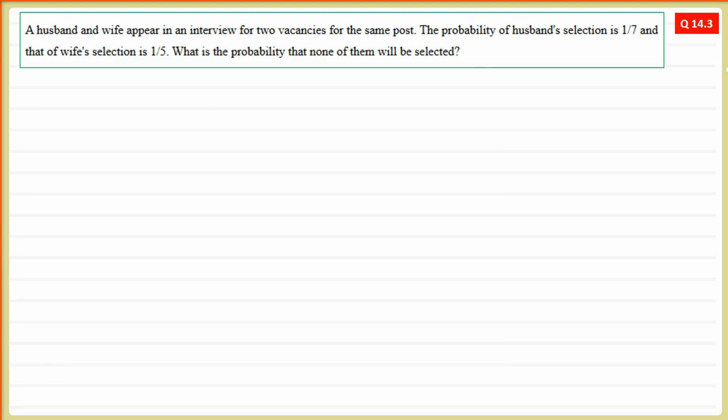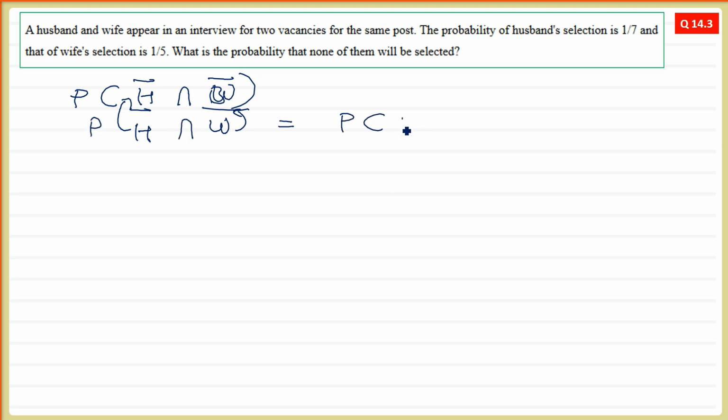Now the same scenario, as I said, the background is the same. Now we have to find the probability that none of them will be selected. This means neither H nor W: H bar intersection W bar, or H complement intersection W complement. This is the simplest thing to be done in this question. So the probability of H being selected, the probability of W being selected, and when they are not selected, it's simply H bar and W bar. We can write them as separate events because they are independent: PH bar multiplied by PW bar.